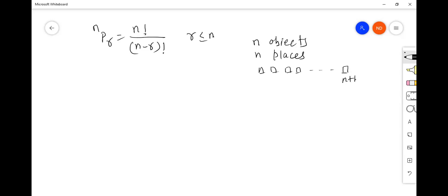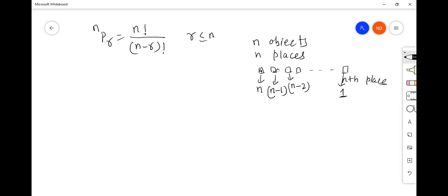This is your nth place. Now if you want to arrange them, in the first place you have all n objects, so you can place any one of the n objects here. Then only one object you will keep here, so you are left with n minus 1 objects. Then you can place any one of the n minus 1 objects in the second place. After filling the second place, for the third place you can take any one of the remaining n minus 2 objects. Like this, in the end, for the nth place you will be left with only one object, because the number of places and the number of objects are equal.